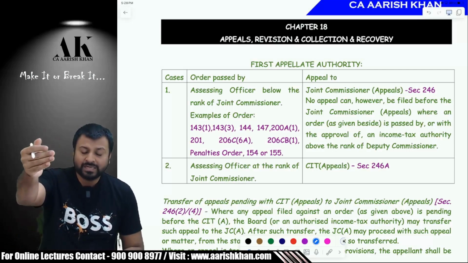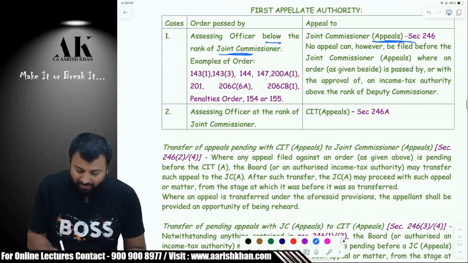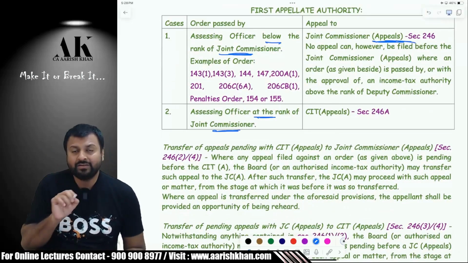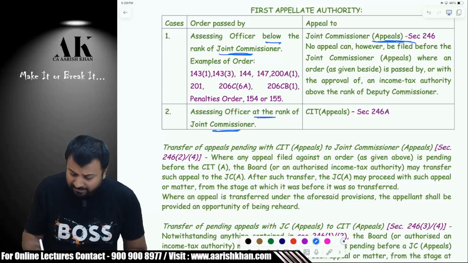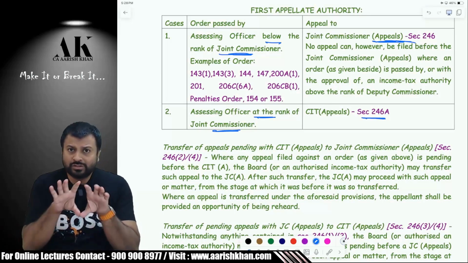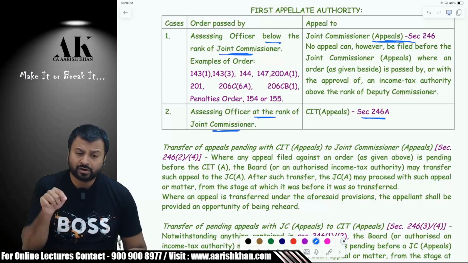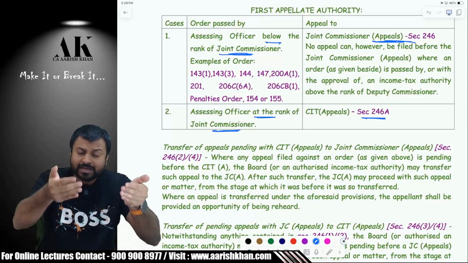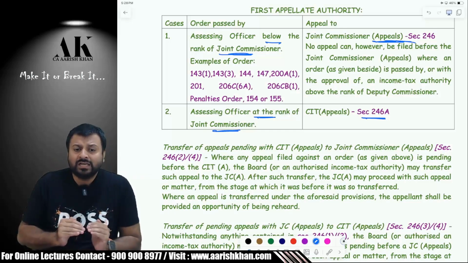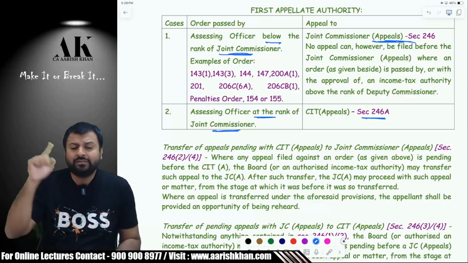If an order is passed below the rank of Joint Commissioner, then you will go to Joint Commissioner appeal. And if an order, whether an assessment order or appeal or rectification order, any order is passed by the Joint Commissioner, then you will go to CIT appeal. This is to segregate the work between Joint Commissioner appeal and CIT appeal. So this Joint Commissioner appeal is an absolutely new appellate authority introduced by the Finance Act 2023. So be very careful. If an order is passed below the authority of Joint Commissioner, you will go to Joint Commissioner appeal. If an order is passed by the authority of Joint Commissioner, you will go to CIT appeal.